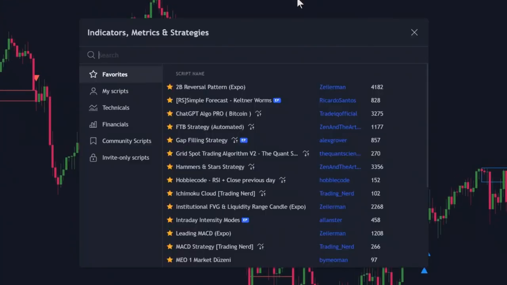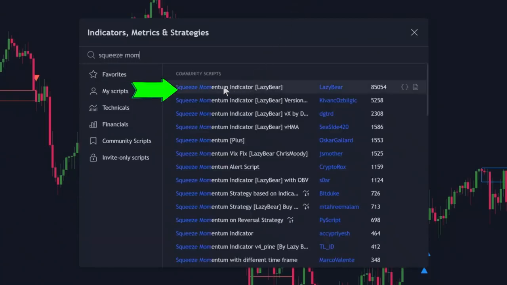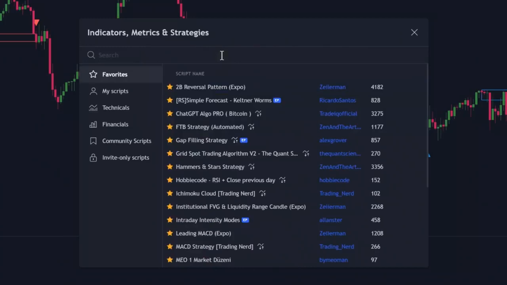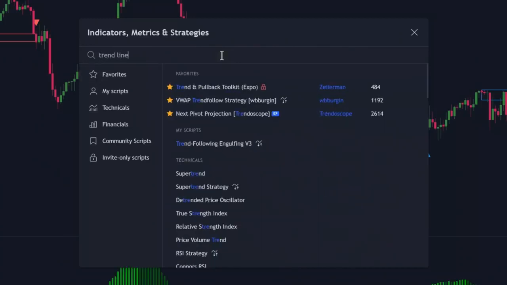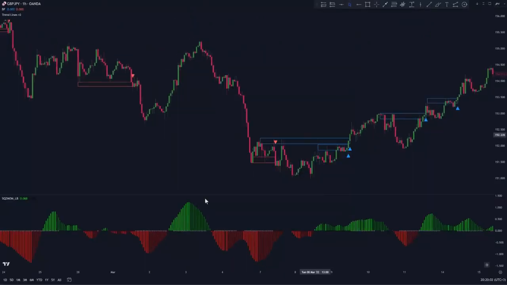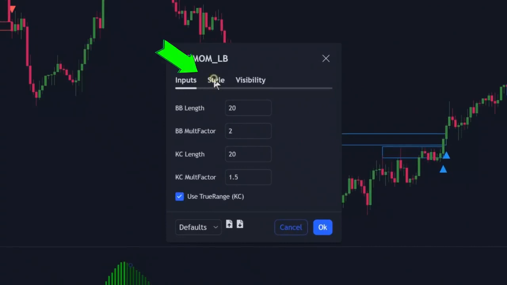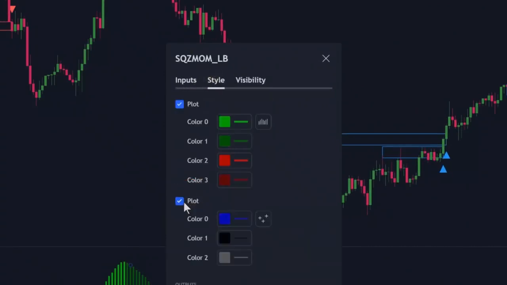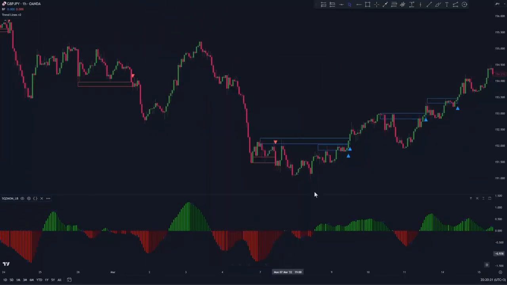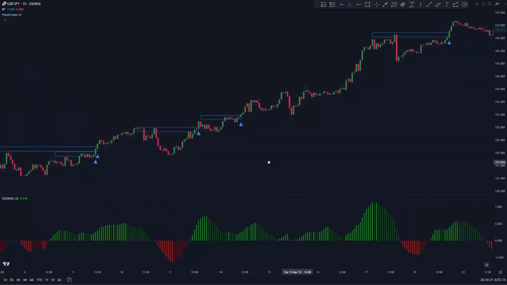Open the indicator search tab and type in squeeze momentum. Select this one by Lazy Bear. Next, type in trend lines V2. This one by Lonesome the Blue. Double-click on the squeeze momentum indicator to access the settings panel. On the style tab, disable the plot option and then click OK. For the trend lines indicator, all the settings are going to be left at the default values.